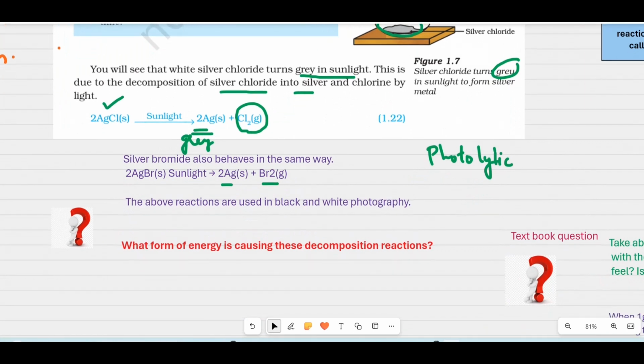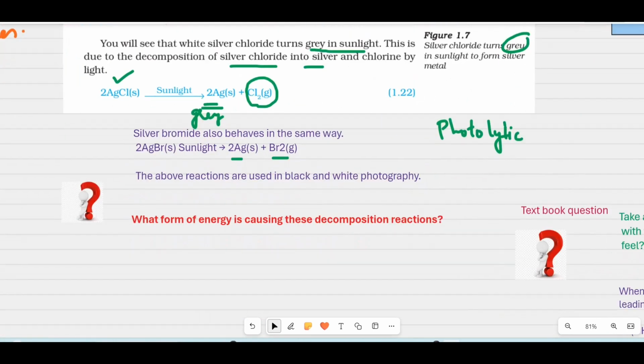So what form of energy is used in these decomposition reactions? We used the energy of sunlight to decompose the substances, and this type of decomposition we say is photolytic decomposition. So far we have discussed the 3 types of decomposition: thermal decomposition, electrolytic decomposition, and photolytic decomposition.